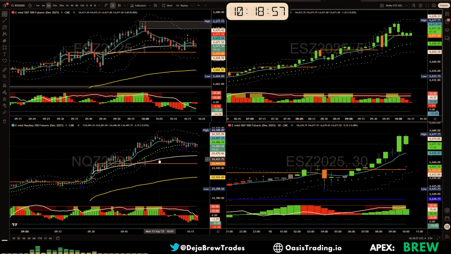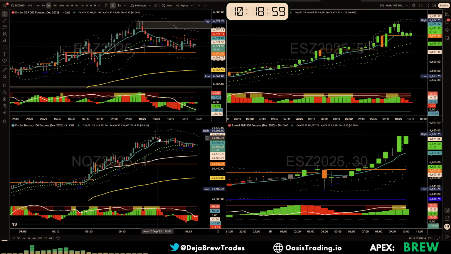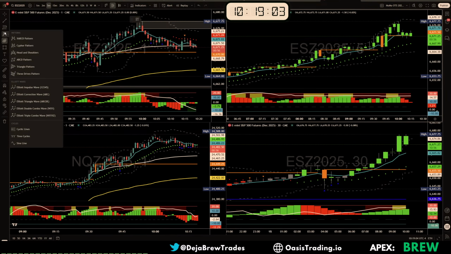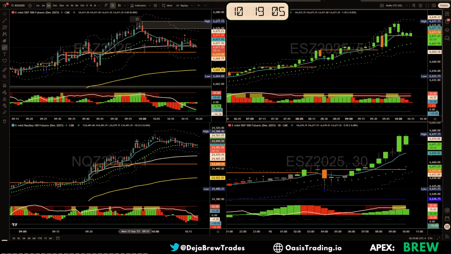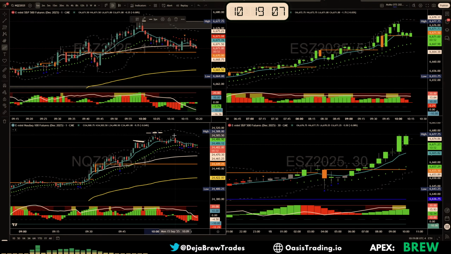Not exactly a rollover top, but it's pretty close on NASDAQ. You had like a high here, a weak high, and then a lower high. Putting in another lower high there.